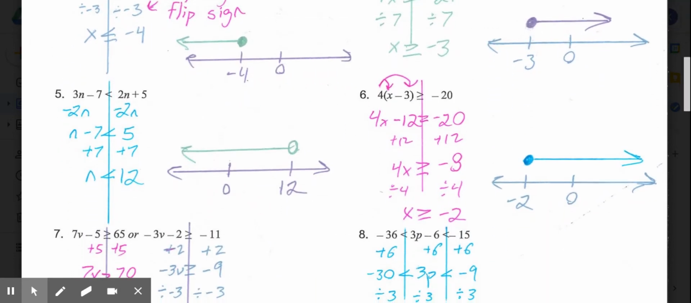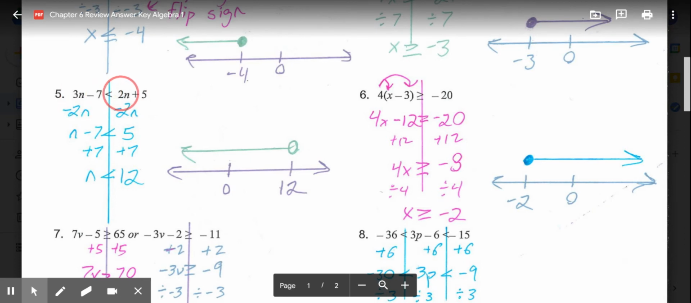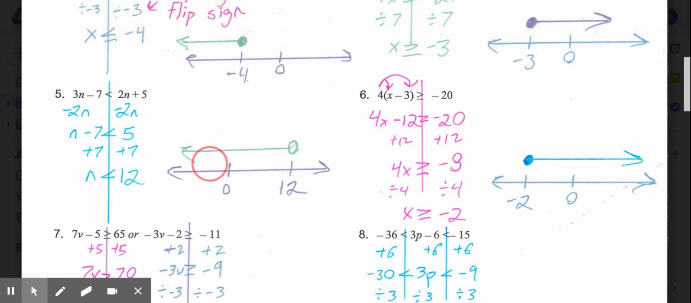In 5, you want to get your variable to one side. So I subtracted both sides by 2n, and we have n minus 7 is less than 5. Add 7 to each side, and n is less than 12. Open circle at 12, arrow going to the left.